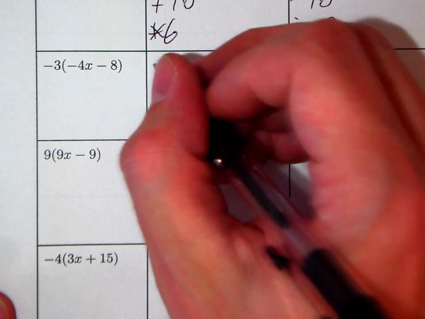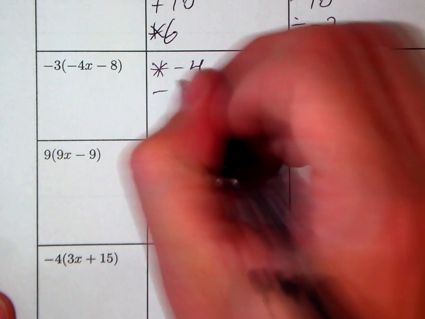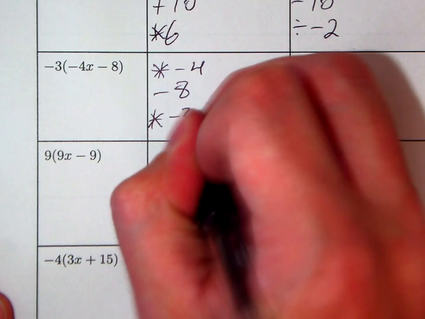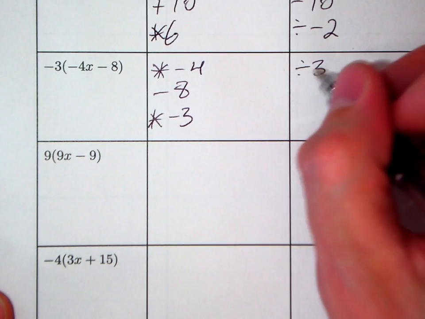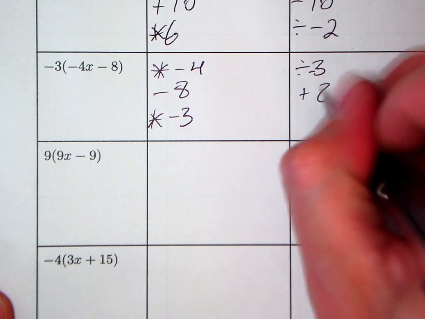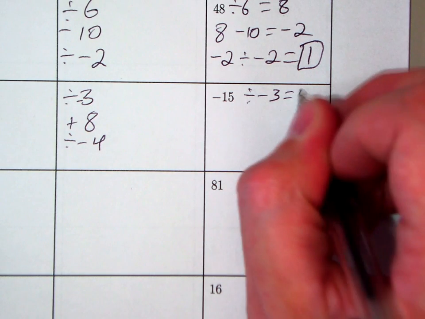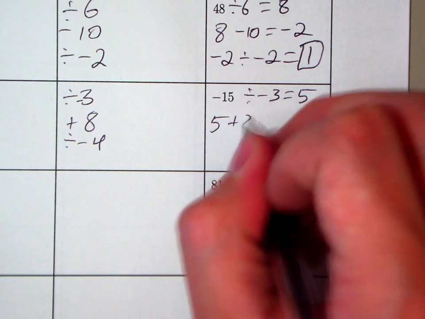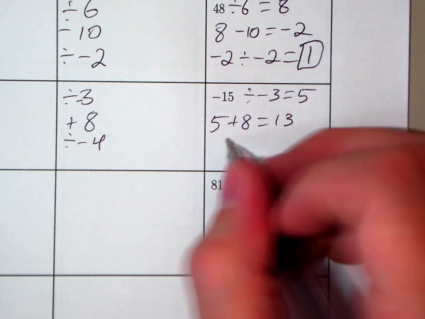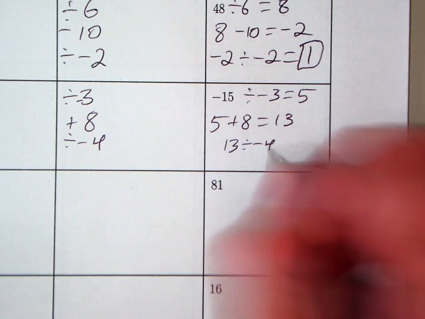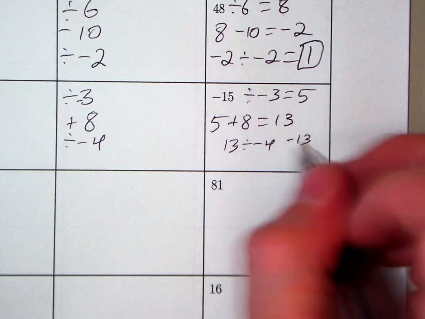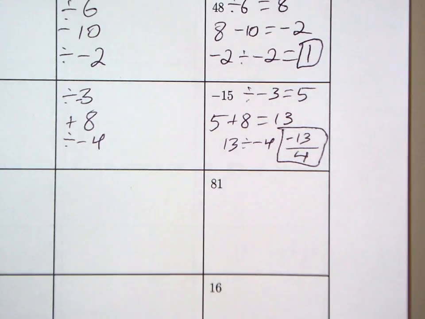So what happens to x? We multiply by a negative 4, then we subtract 8, then we multiply by a negative 3. So to cancel these out, we divide by a negative 3, we add 8, and we divide by a negative 4. So starting with negative 15 divided by a negative 3, we get 5. 5 plus 8 is 13. 13 divided by a negative 4 just gives us this fraction, negative 13 fourths, as the negative floats to the top.